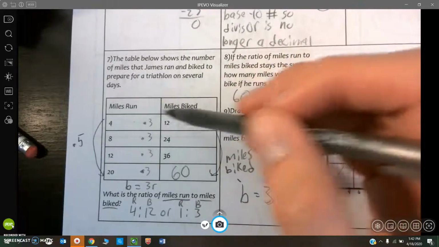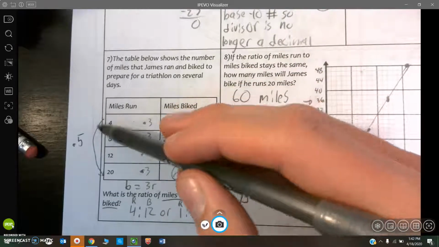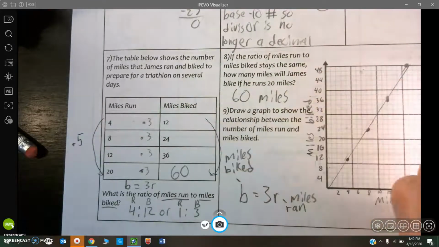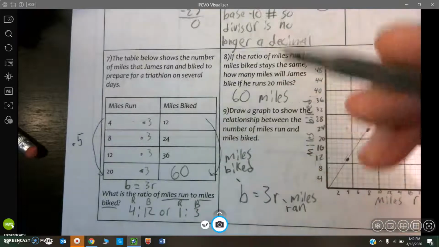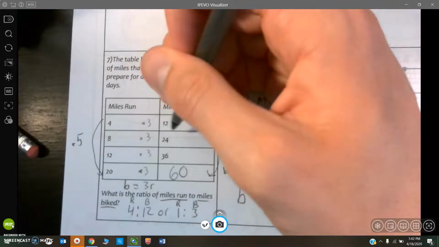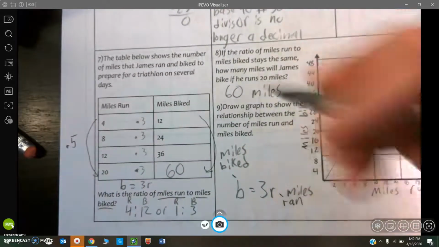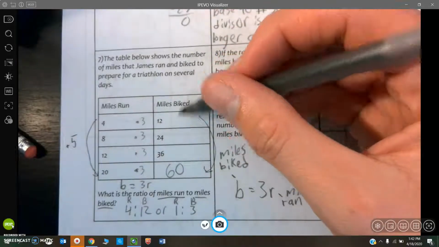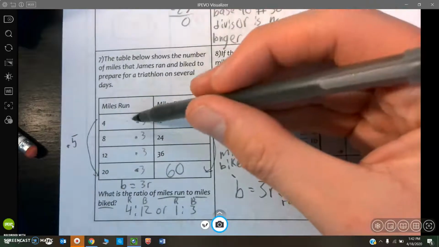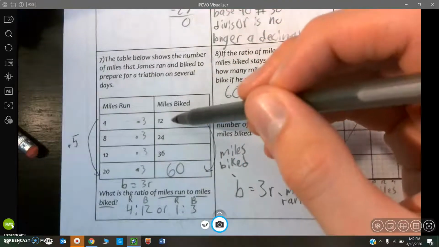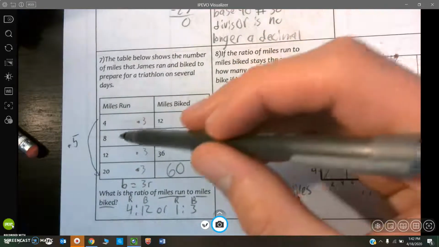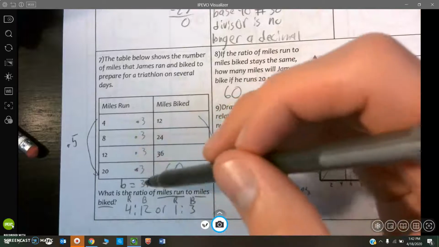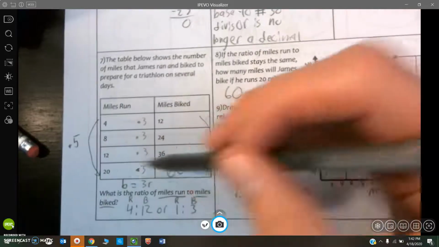And if you want to go from one row to another one, if you multiply both numbers by the same thing, then you will get an equivalent ratio. I also noticed that moving horizontally from left to right, the miles biked is always triple the amount of the miles ran. 4 times 3 is 12. 8 times 3 is 24. 12 times 3 is 36. So if I wanted, I could have also just tripled this.